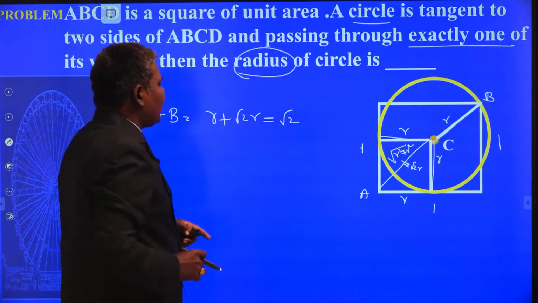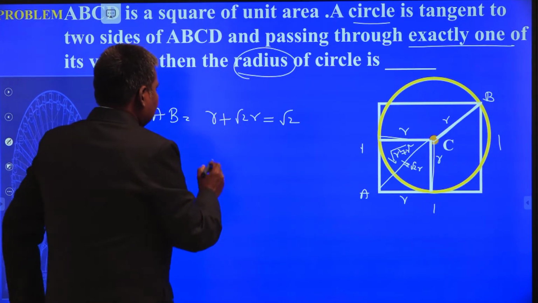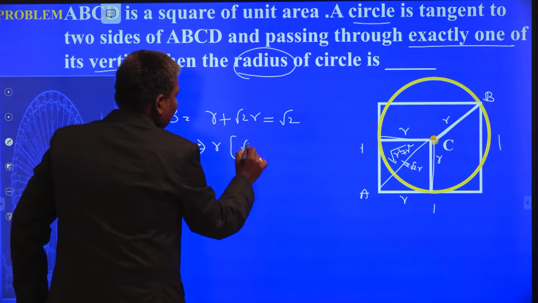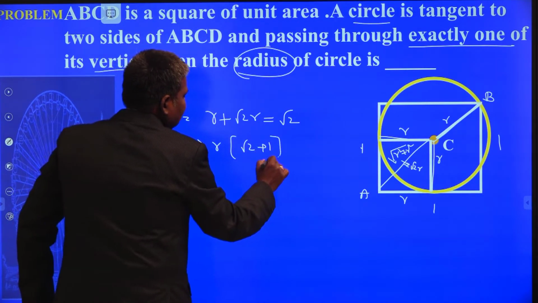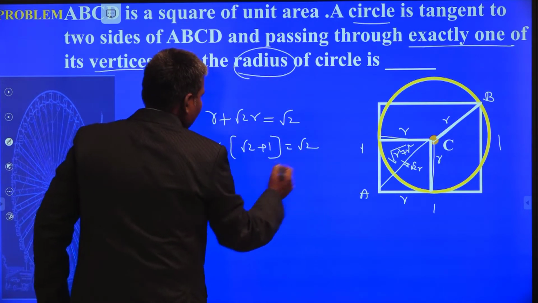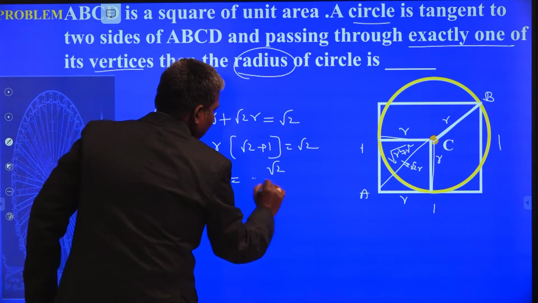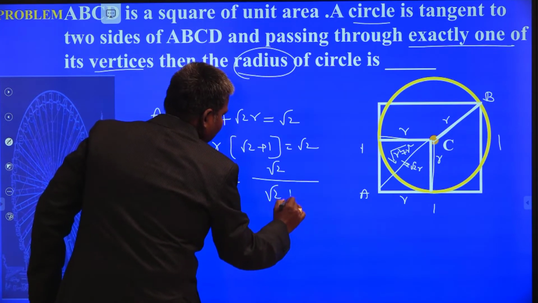Can I find the r value from this equation itself or not? This implies r times (root 2 plus 1) is equal to root 2. So the value of r is equal to root 2 by (root 2 plus 1).